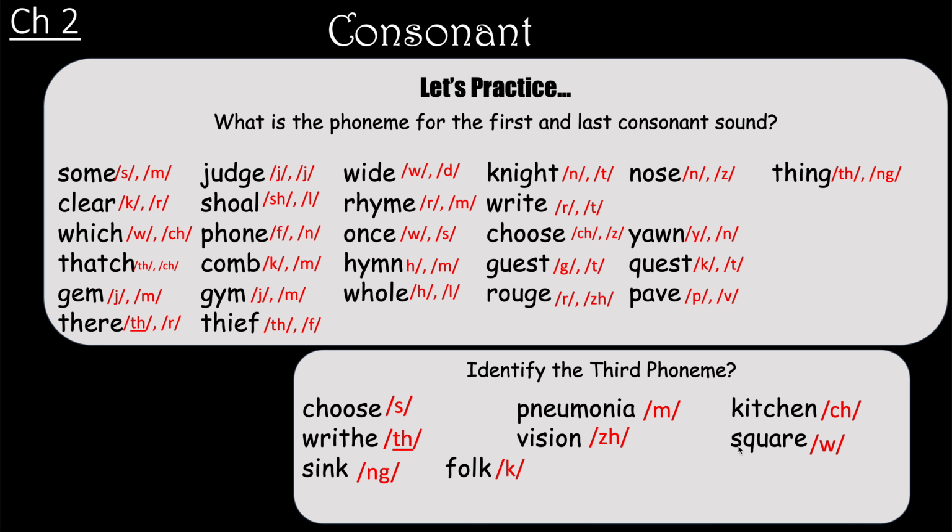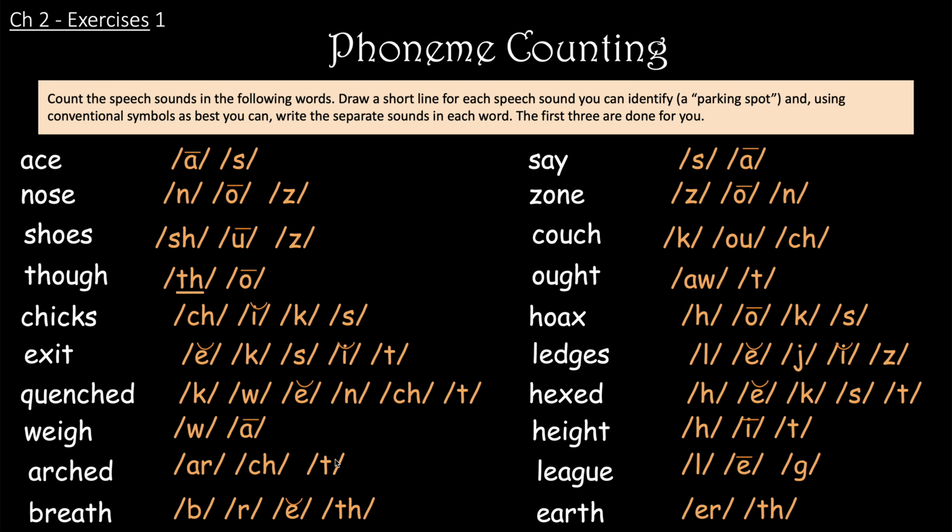Here's a good example: the third phoneme is where that U pops in, and that U helps to create that W sound that we were talking about over here with the Q. Okay, so this is from exercise 1, counting out the phonemes, checking out where the phoneme is.